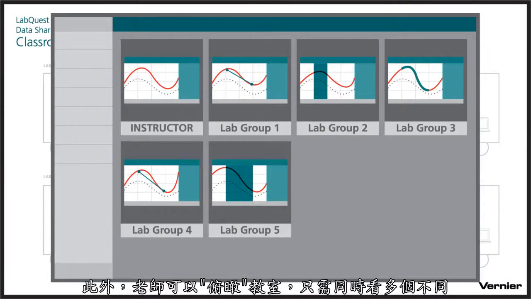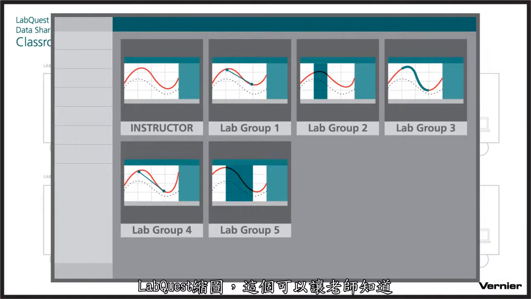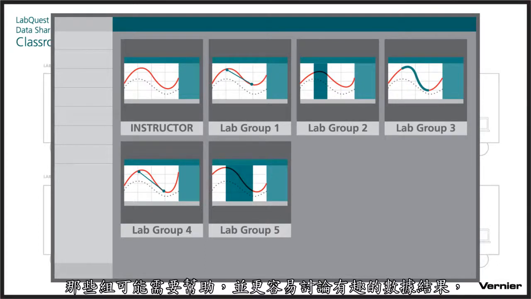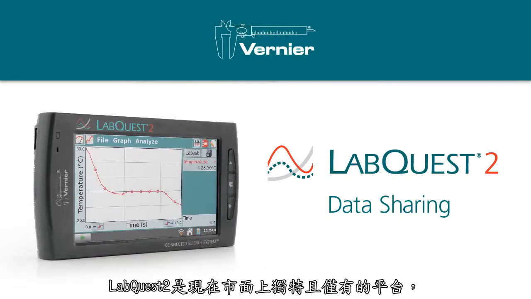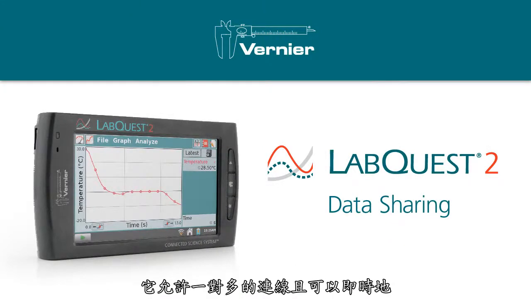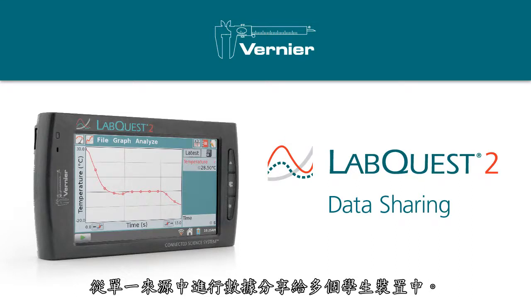Alternatively, the instructor can take a bird's-eye view of the classroom and see a thumbnail view of several different LabQuests at once. This can inform the instructor as to which lab groups might need assistance and make it easy to discuss interesting results. LabQuest 2 is unique in the marketplace in that it's the only interface that allows for a one-to-many connection and enables real-time data sharing from a single source to multiple student devices.